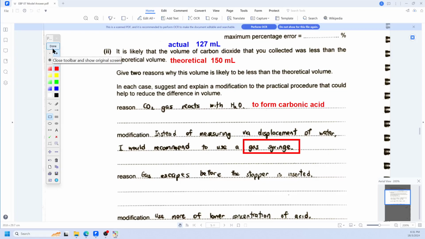Okay. Now, what is the second reason? Let's just assume 150 milliliters of carbon dioxide.